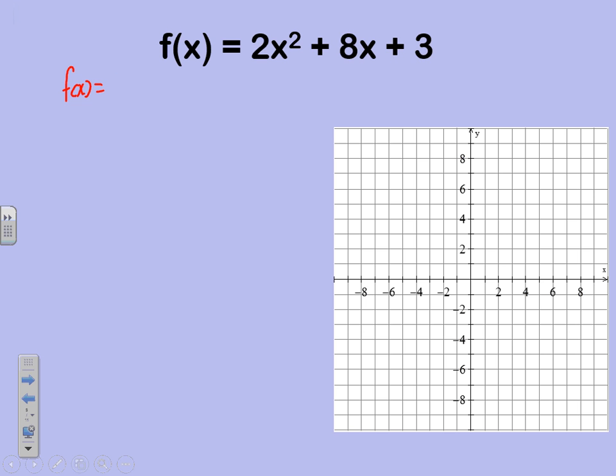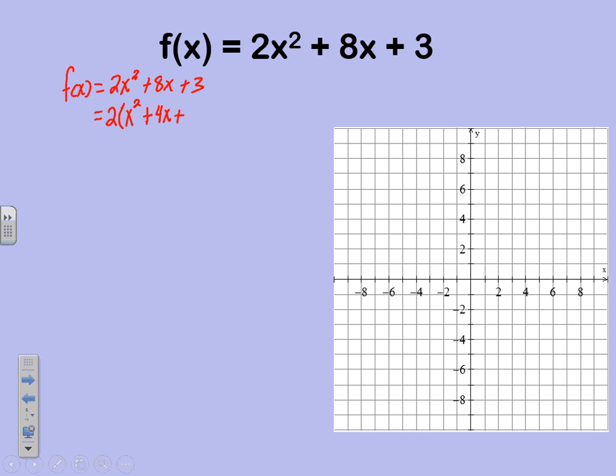So f of x is equal to 2x squared plus 8x plus 3. All right, what we're going to do is convert this from standard form into vertex form. And again, the first thing it said to do is to factor out the 2, whatever the a term is, from the first two terms of the function. So if I factor out 2 from 2x squared, I just have 1x squared left. If I factor the 2 out from 8x, that'll leave me 4x here.